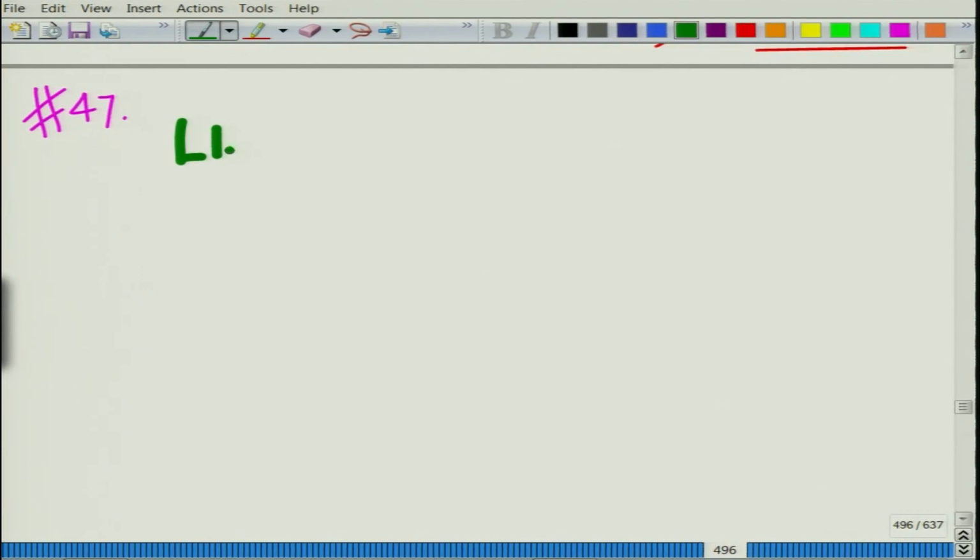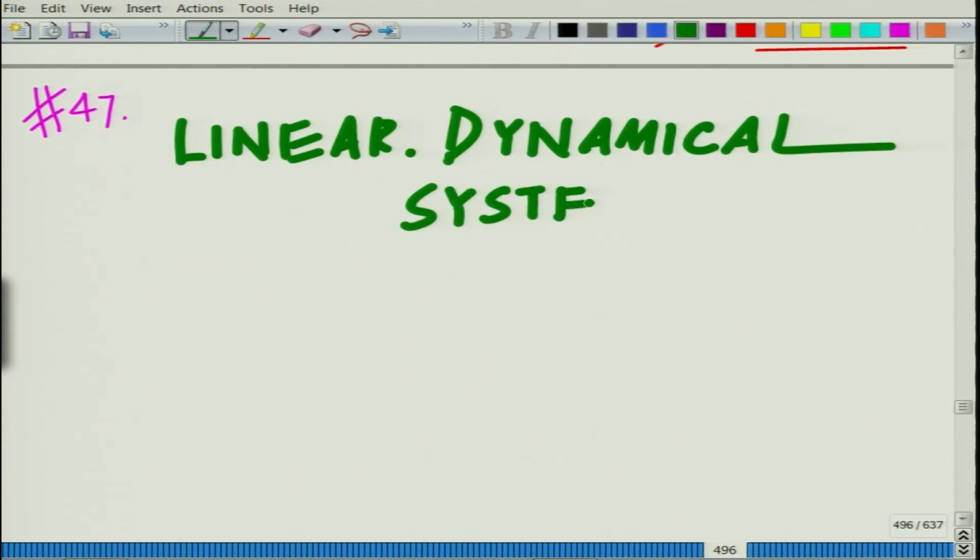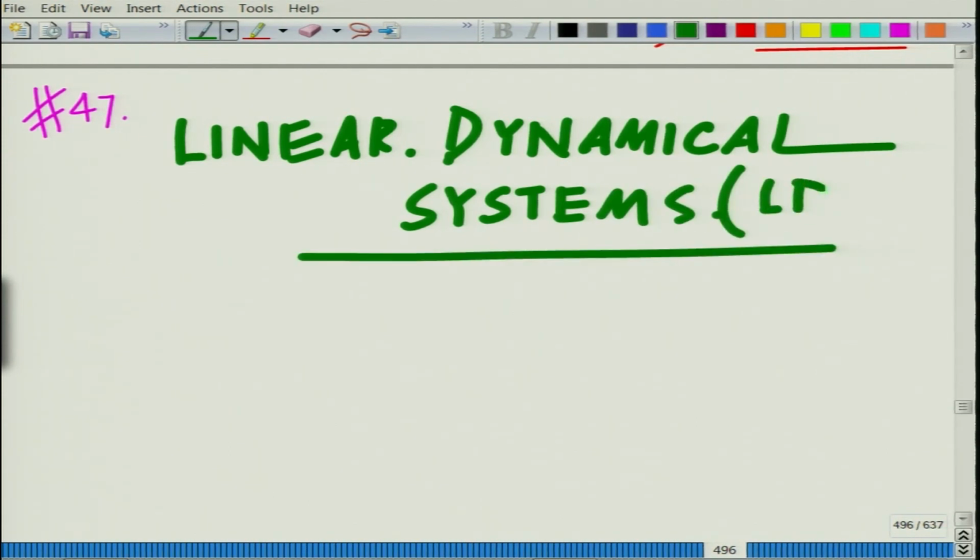In this module, let us look at yet another application of linear algebra, and that is in the context of linear dynamical systems. These are a very important class of systems whose analysis can be conducted using the principles of linear algebra. These are what are known as linear dynamical systems, or LDS.